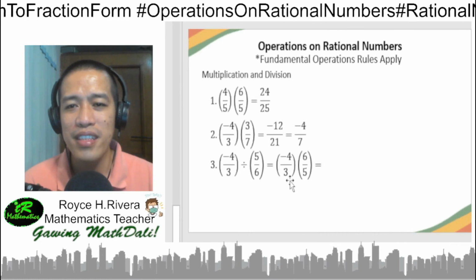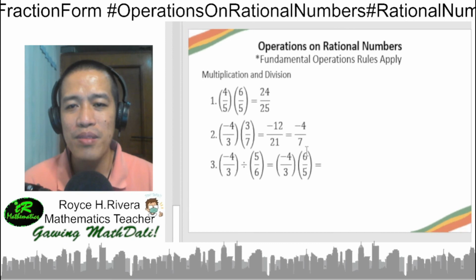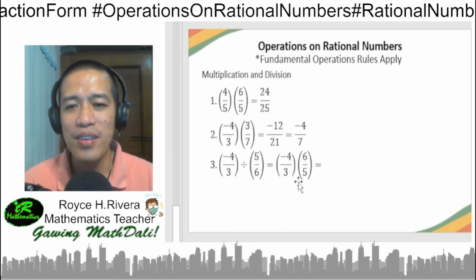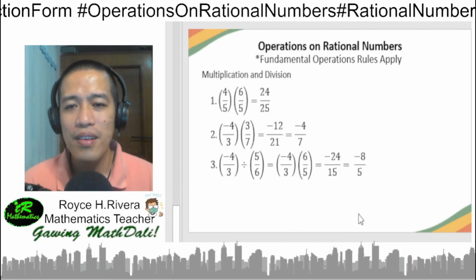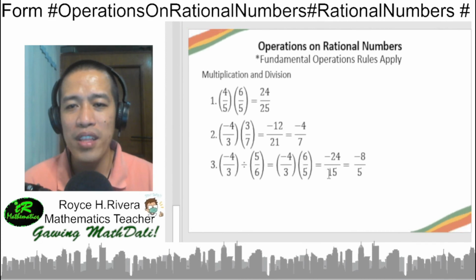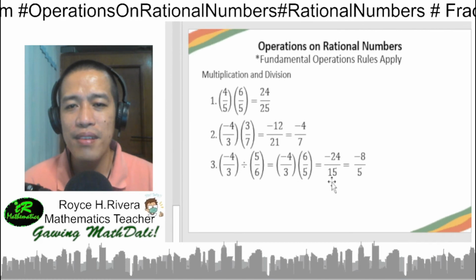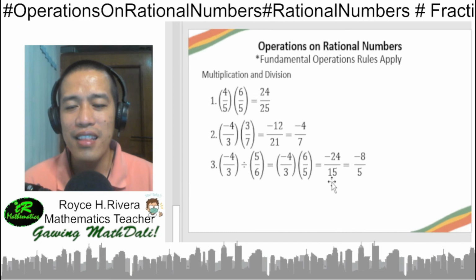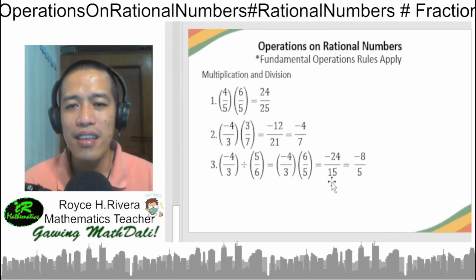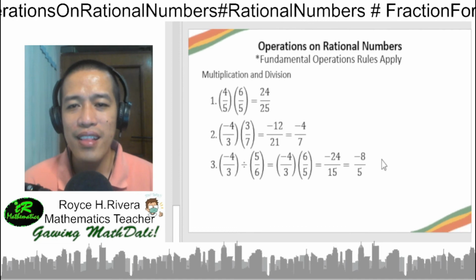Now, let us proceed to multiplication. Numerator times numerator, denominator times denominator. We have negative 4 times 6 is negative 24 over 3 times 5, 15. Negative 24 over 15 can be reduced to negative 8 over 5.